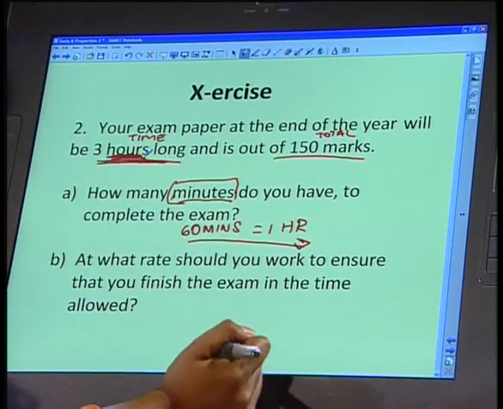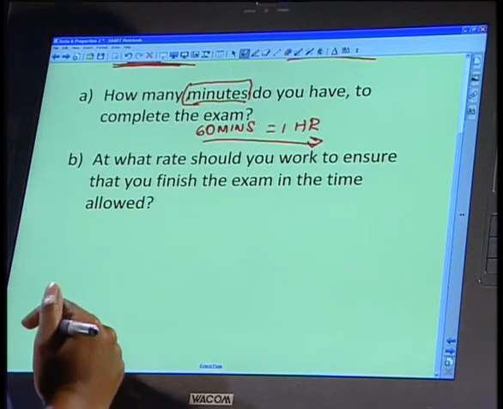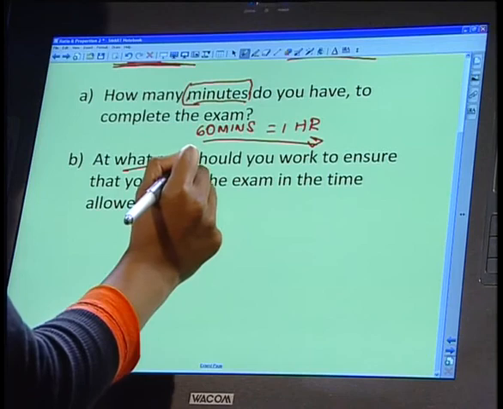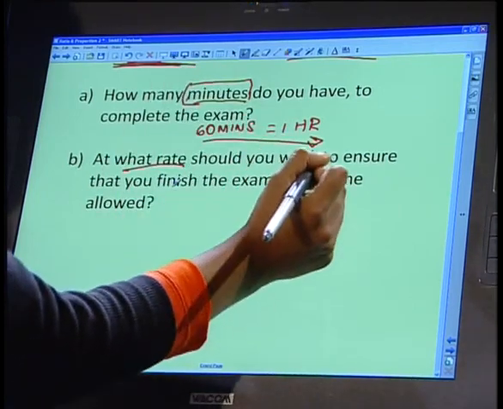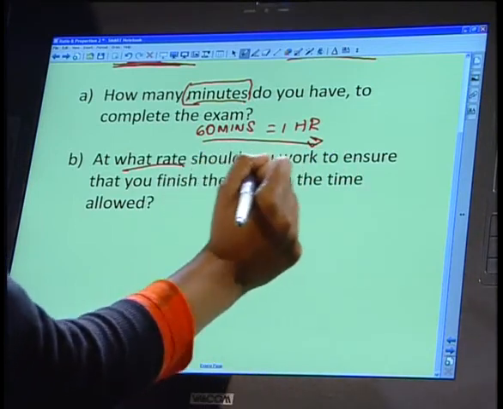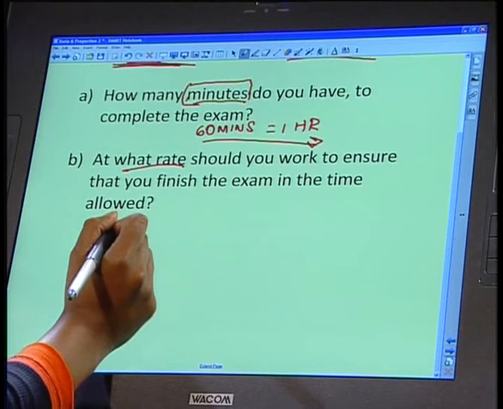And just remember, because it's an equation, what you do to the one side, you have to do to the other side. They then want to know at what rate, so how fast should you work? How many marks should you work towards per minute? How fast should you work to ensure that you finish the exam in the time that is allowed?